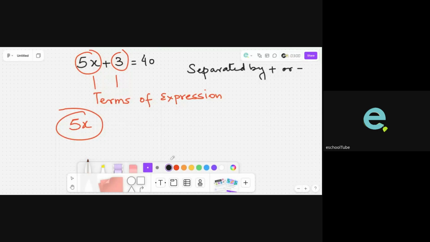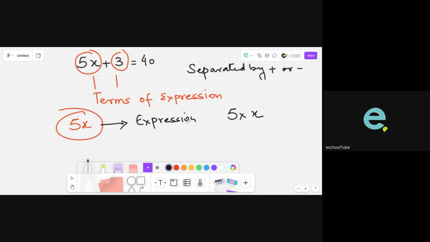In this expression 5x, what are the terms? This is an expression, क्योंकि इसका मीनिंग क्या है? इसका मीनिंग है 5 multiplied by x. Now if I ask, can you tell me the terms of this expression?